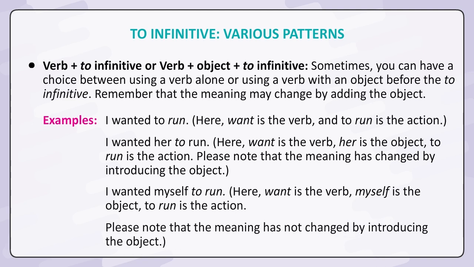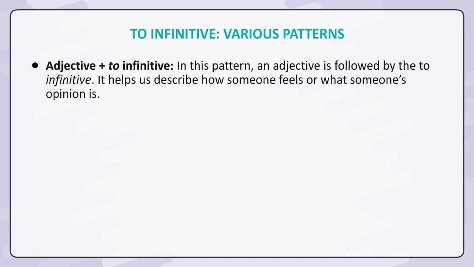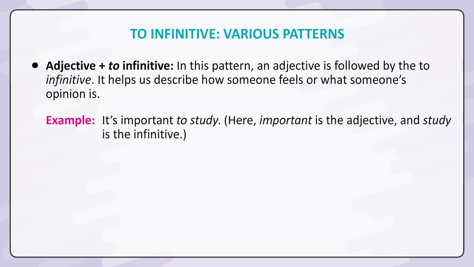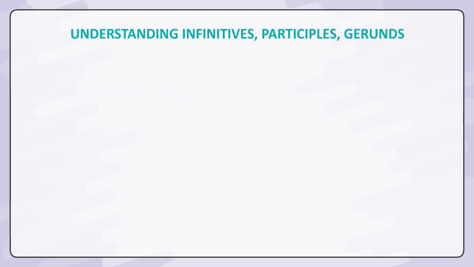Please note that the meaning has not changed by introducing the object. Adjective plus to infinitive. In this pattern, an adjective is followed by the to infinitive. It helps us describe how someone feels or what someone's opinion is. Example: it's important to study. Here, important is the adjective and study is the infinitive.